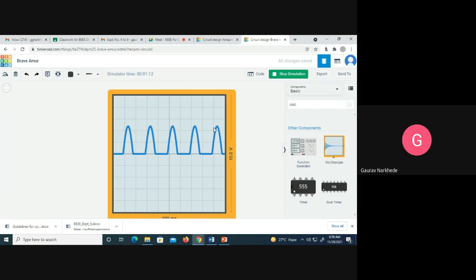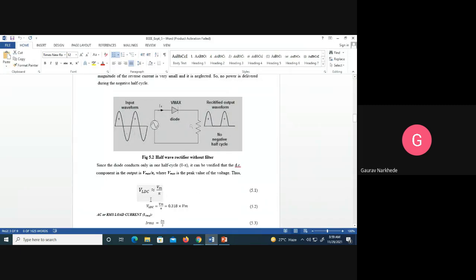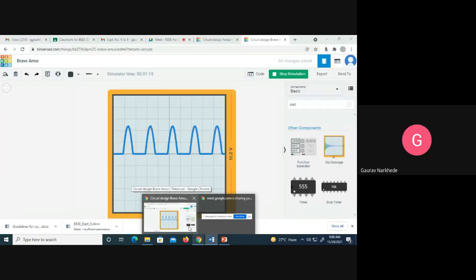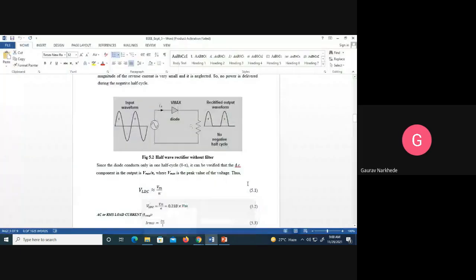Now, just simple observations we will be seeing. Can you calculate VLDC? Vm by pi. 2.5 by what is RL? What value of resistance did we take? 1 kilo ohm. So to calculate, V is equal to IR, Im will be Vm by RL, which is 1000. We are considering an ideal diode here.